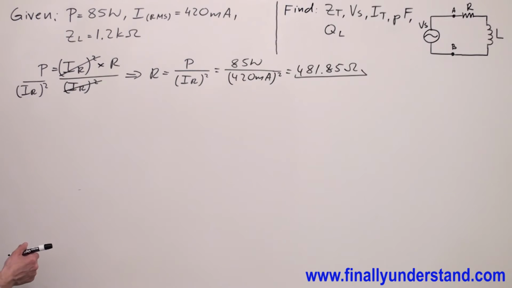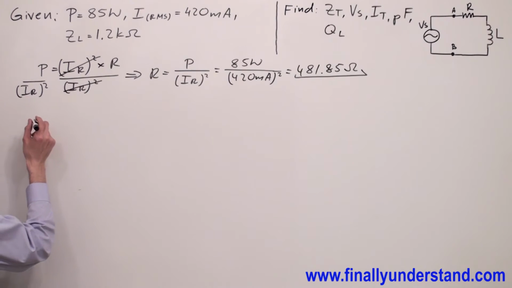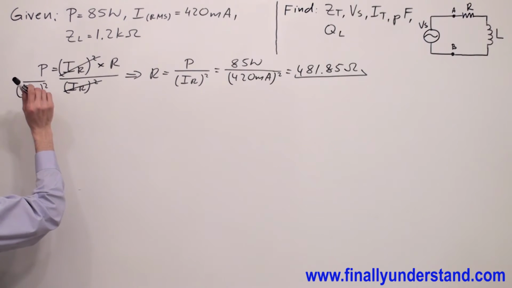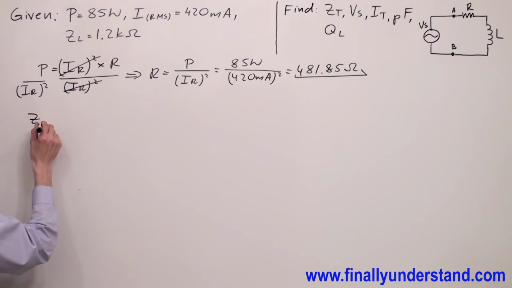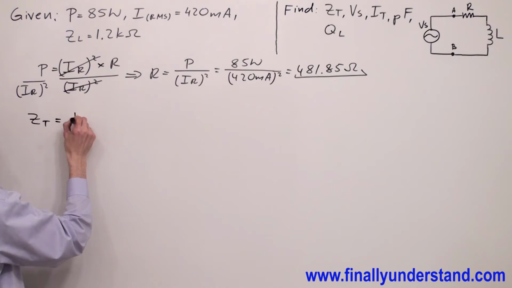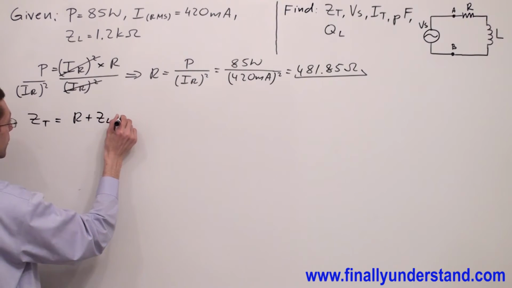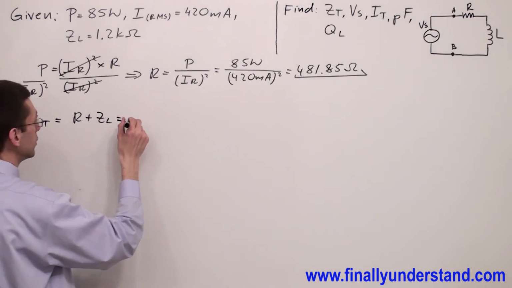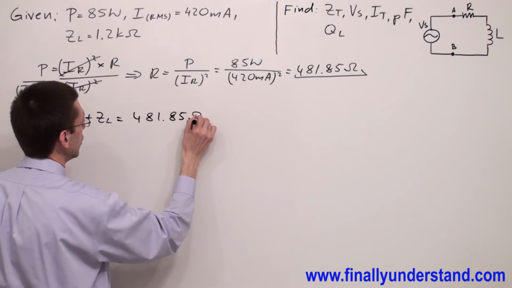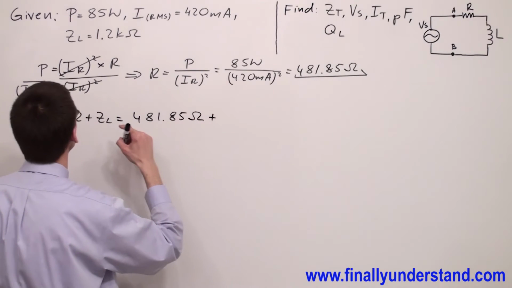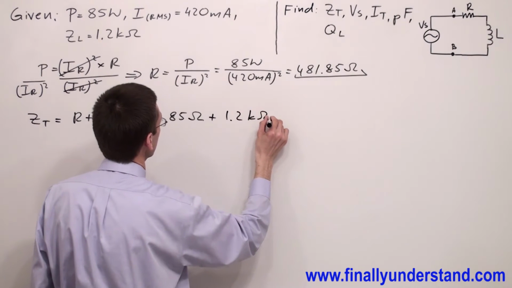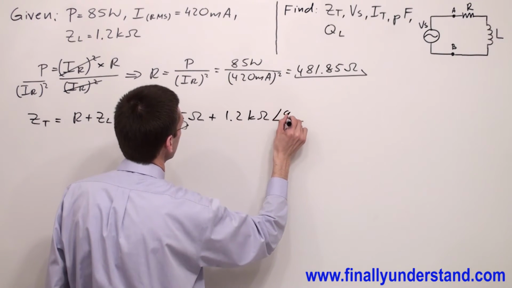Next, I'm supposed to find Z total. I have resistance, I have the impedance of the inductor. I can find very easily Z total, total impedance. Z total is equal to resistance plus Z_L, where the resistance we found is equal to 481.85 ohms plus Z_L, which is equal to 1.2 kilo ohms and angle of 90 degrees.